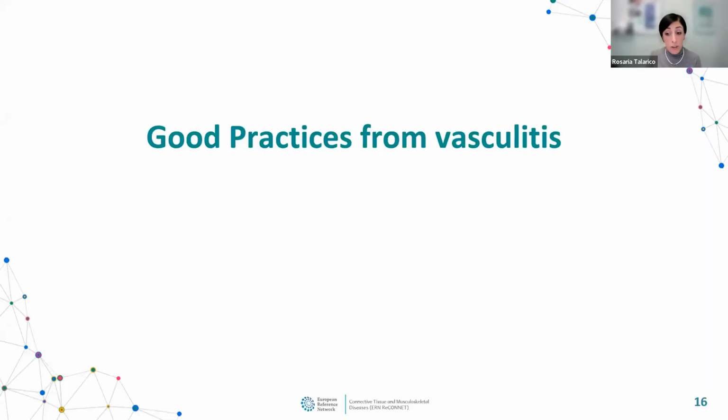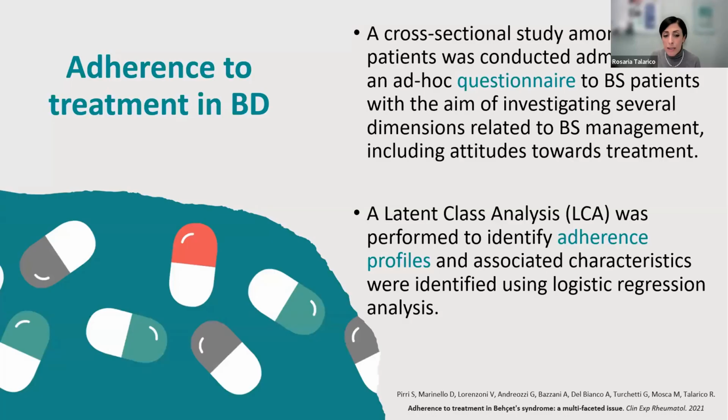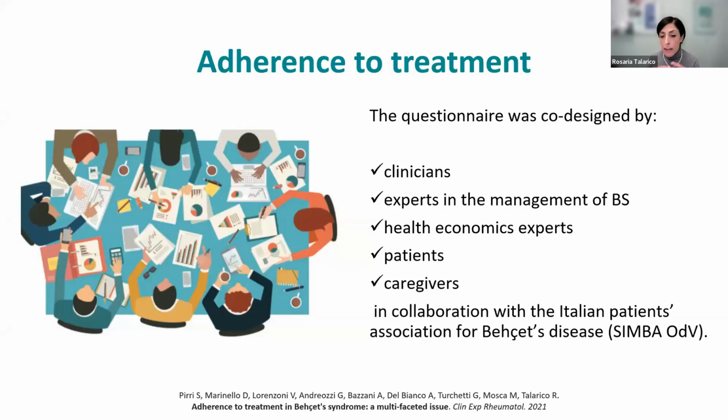Just an example from vasculitis, since it is important to share with practice. A few years ago, we explored adherence to treatment also in Behçet. It is a connective tissue disease, not covered by ERN, but many aspects are very similar to our connective tissue diseases. And we tried to highlight the different profile of adherence to treatment with a specific approach, together with a group from Scuola Superiore Sant'Anna, something called latent class analysis, just to try to profile if there is a specific profile of non-adherent patients.